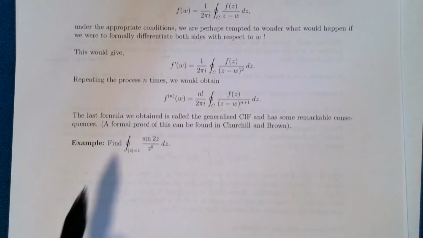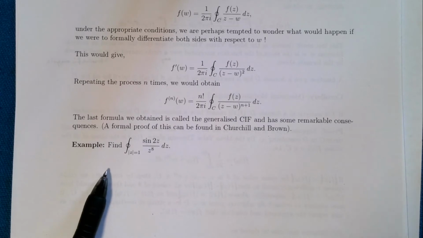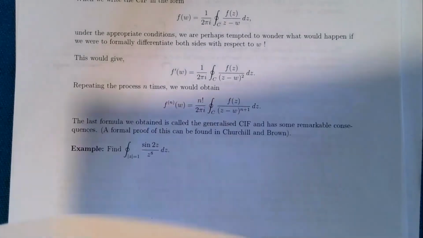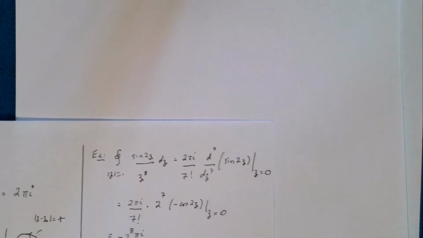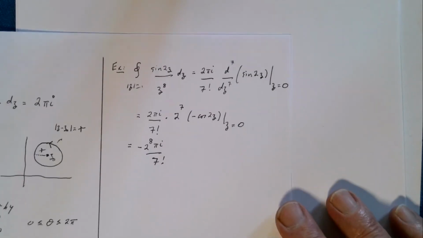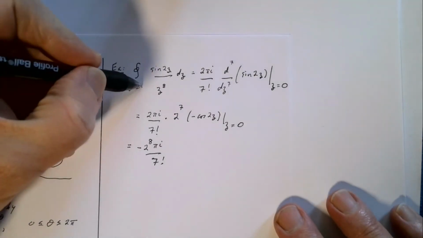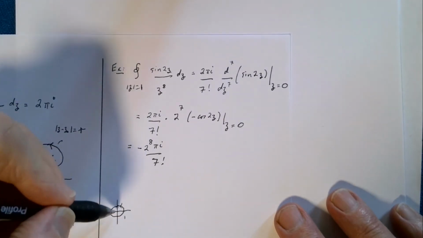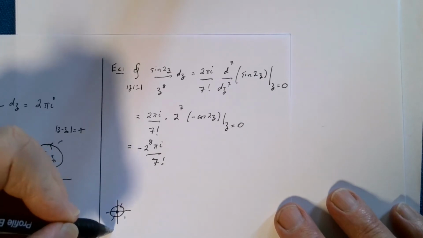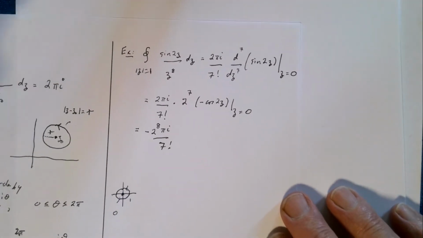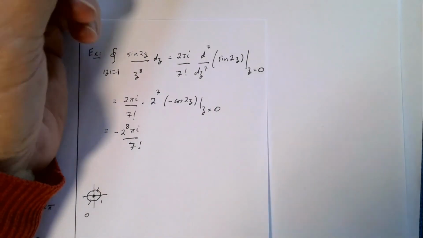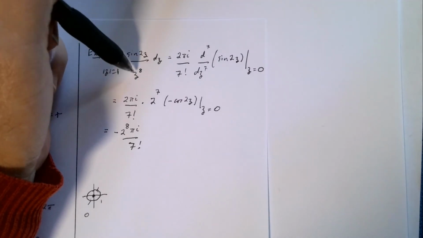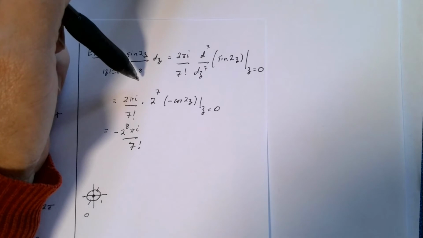So as a simple example of that, we're going to integrate sine of 2z on z to the 8th around mod z equal 1, and here's the worked solution for that. So here is the question, and again we should draw our little picture. Always draw the pictures of these things. So mod z equals 1, and there's 0 in the middle. So there's the interior point 0. So generalized Cauchy integral formula says, well, this is f of z, that's analytic everywhere. We've got z minus 0 to the 8, so the n in the formula is 7.